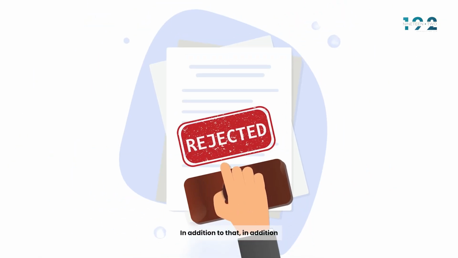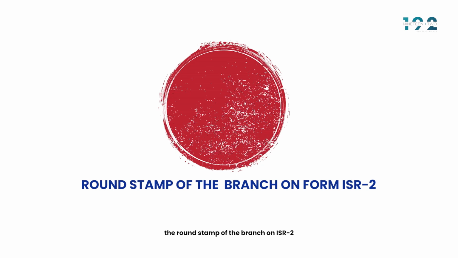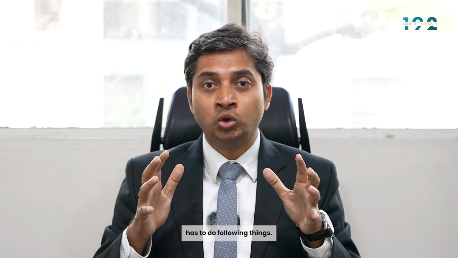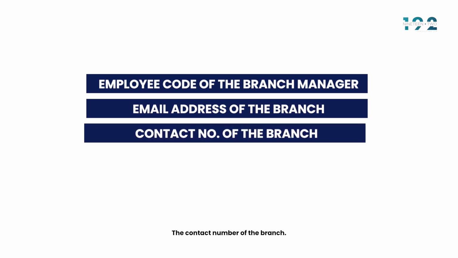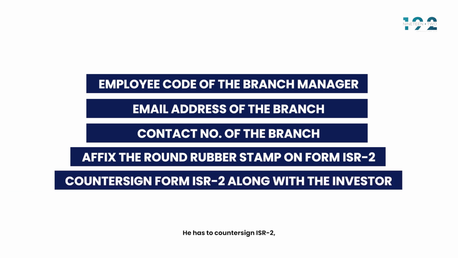In addition to mentioning these details, it is very important that the branch manager affixes the round stamp of that branch on ISR-2 and signs across the stamp. So the branch manager has to do the following things. He'll have to enter his employee code. He'll have to enter the email address of the branch, the contact number of the branch. He'll have to affix the round rubber stamp on ISR-2 and sign ISR-2. He has to countersign ISR-2 along with the investor.